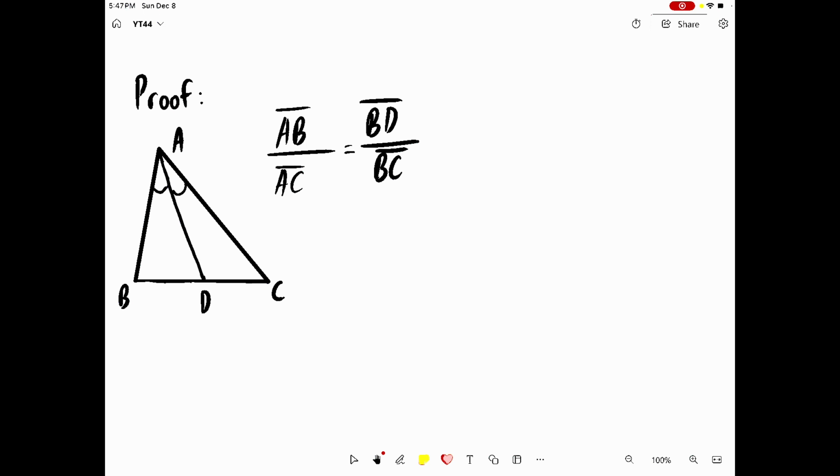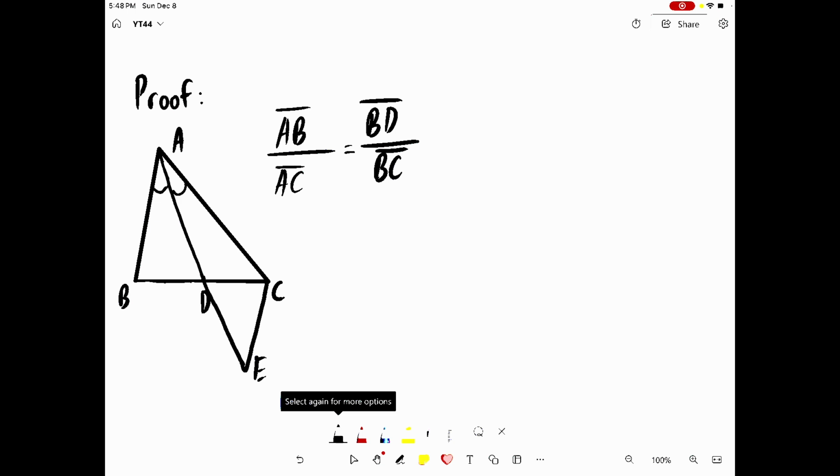The first step of the proof is to draw a line that's parallel to AB, and that starts on point C. We'll call that line CE. We extend AD, and the point where the extension of AD and the line CE meet, we'll call that point E. So we have a triangle CED. Now let's prove that triangles ABD and CED are similar triangles.